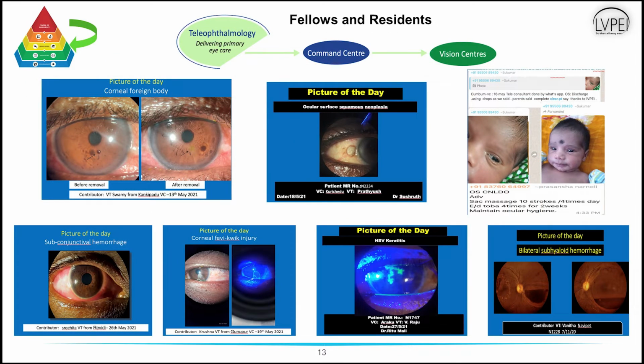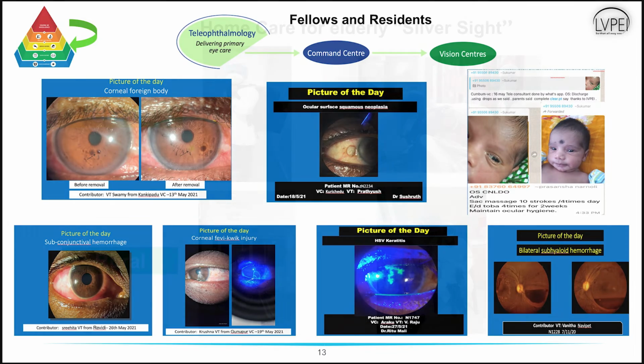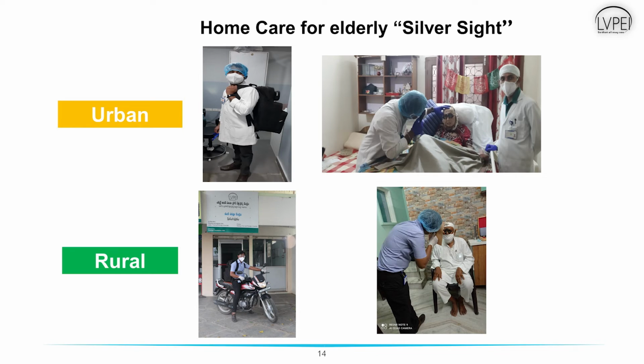These are some examples of various conditions managed and diagnosed using peer-to-peer teleconsults at our primary care level: trauma, conjunctivitis, keratitis, ocular cancers, etc., in pediatric to geriatric populations. Another example of peer-to-peer teleconsults is our Silver Sight initiative, a home care service using teleophthalmology to reach elderly and disabled patients in both urban and rural areas.